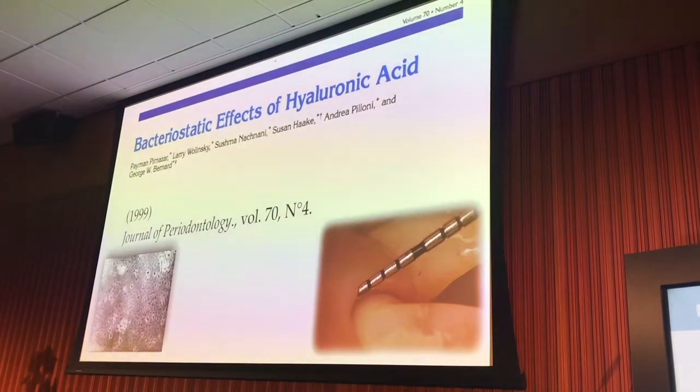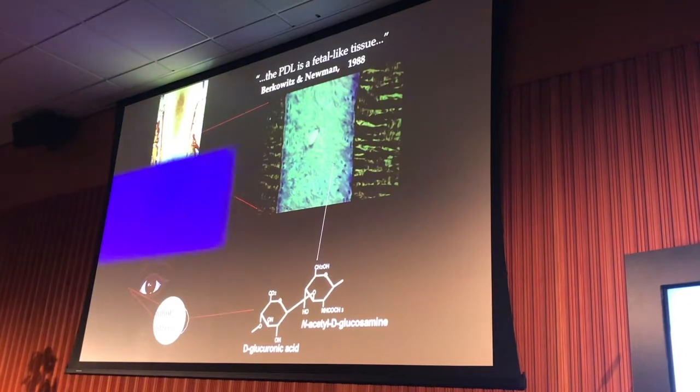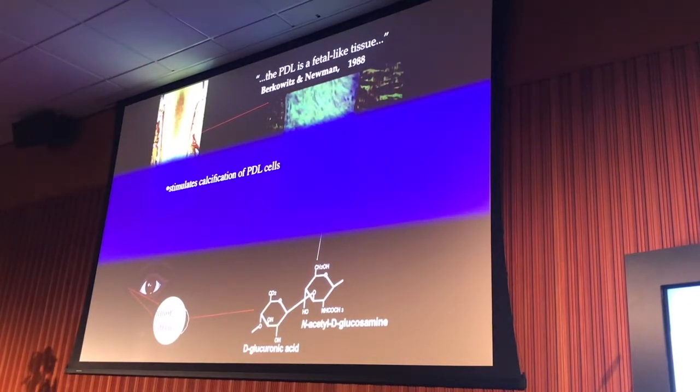They're very similar. So back to this issue of the adults. We, as a recapitulation, can see a conclusion like this. It stimulates calcification of PDL cells, has a bacteriostatic effect, enhances soft wound healing, and inhibits scar formation.